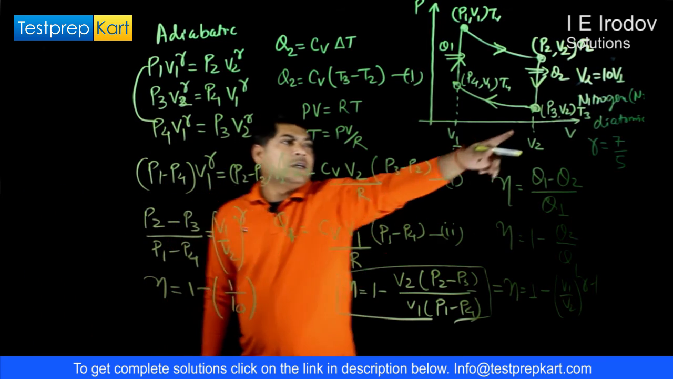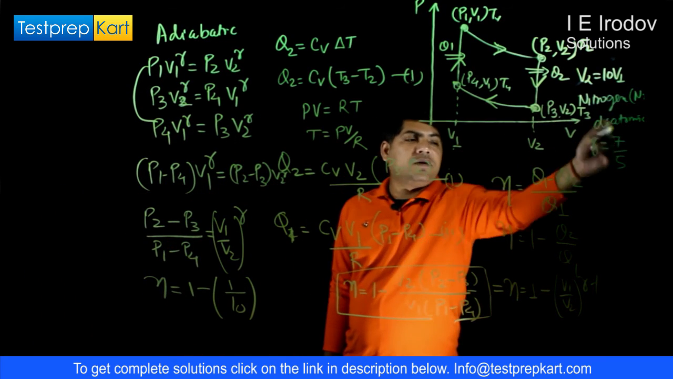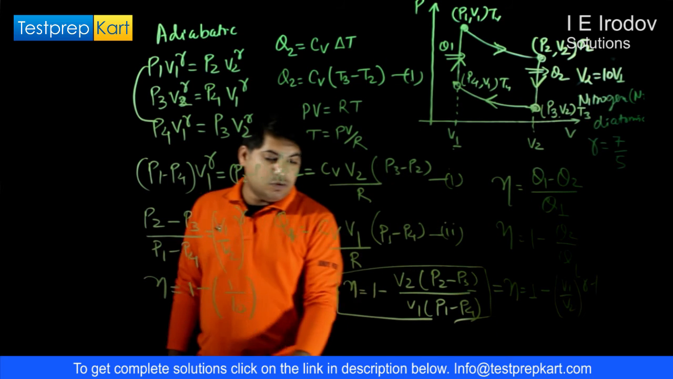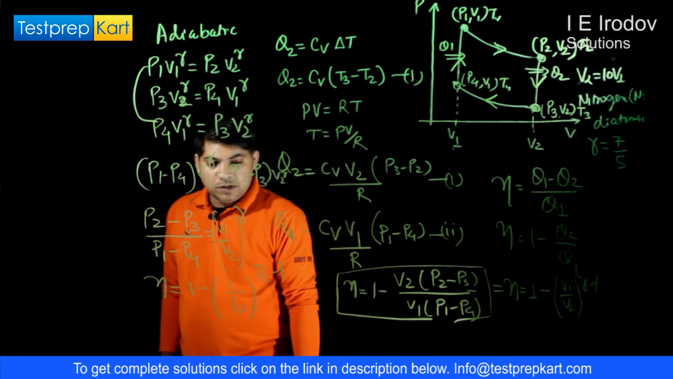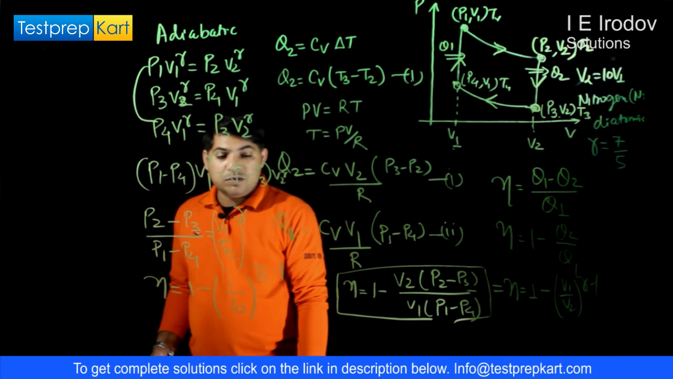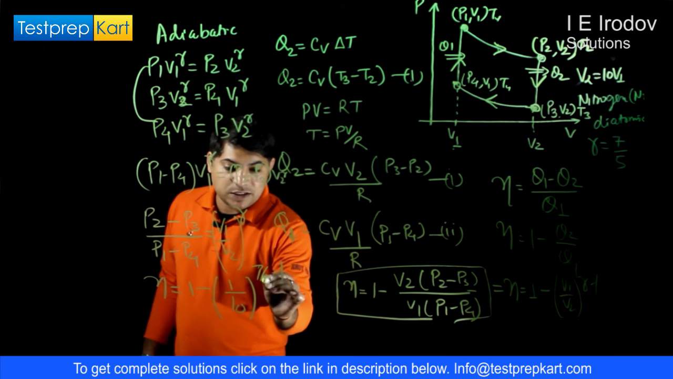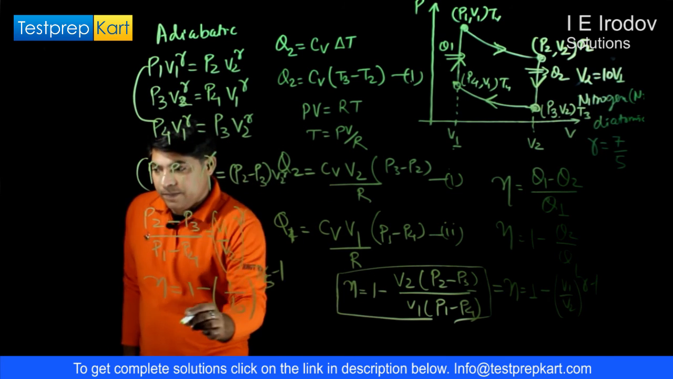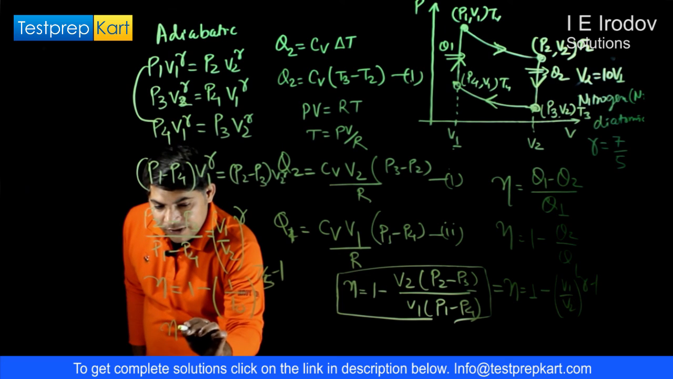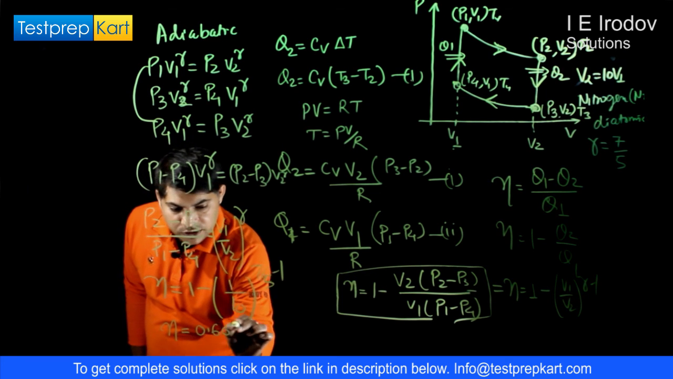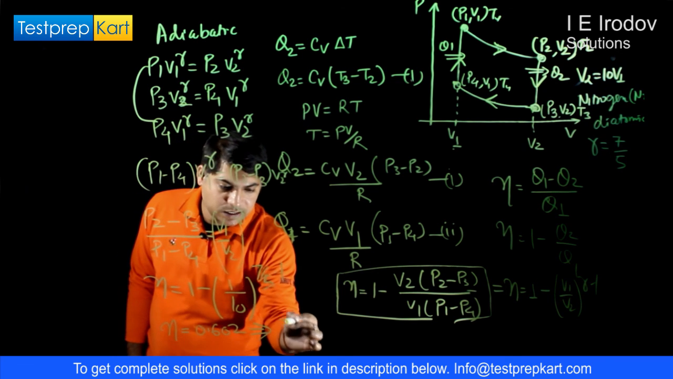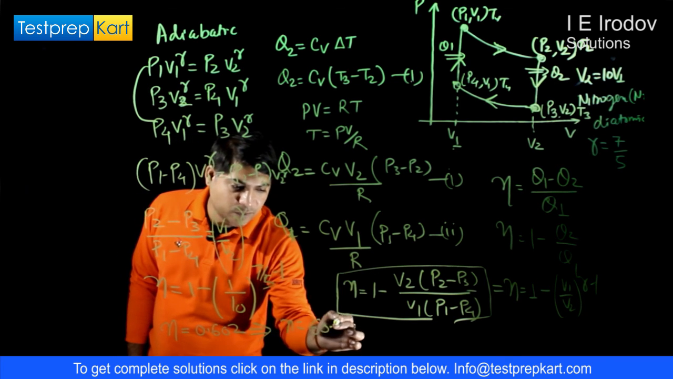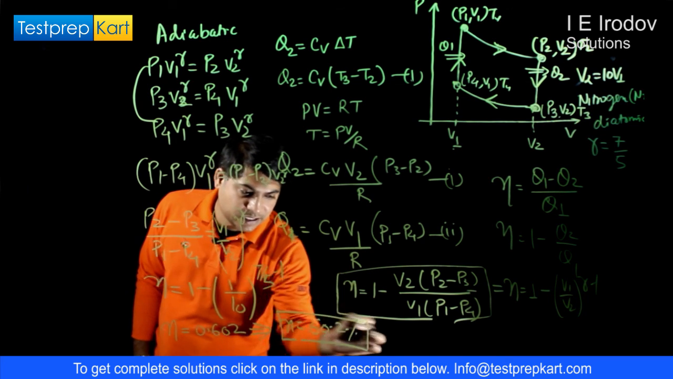Now the working substance is nitrogen and gamma is 7 by 5, so gamma minus 1 is 7 by 5 minus 1, which is 2 by 5. From there we get efficiency as 0.602, or if we convert to percentage, the efficiency will be 60.2% for this engine.